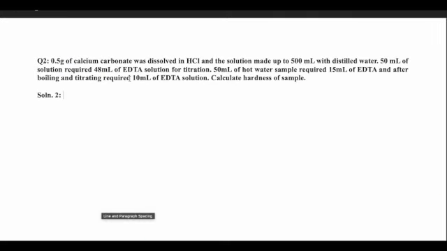Number 2. It says 0.5 gram of calcium carbonate was dissolved in HCl and the solution was made up to 500 ml of distilled water.